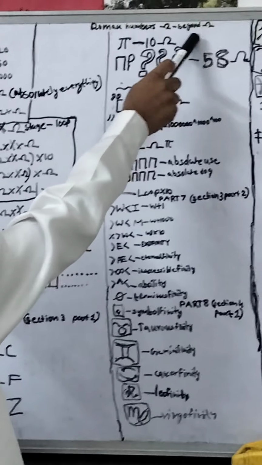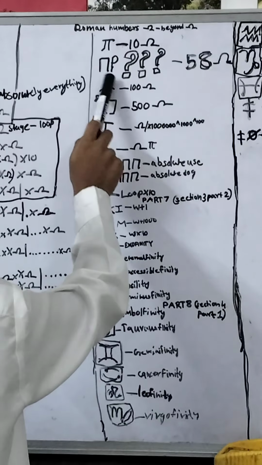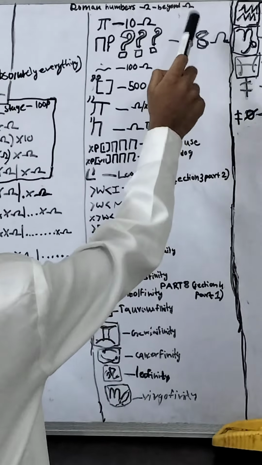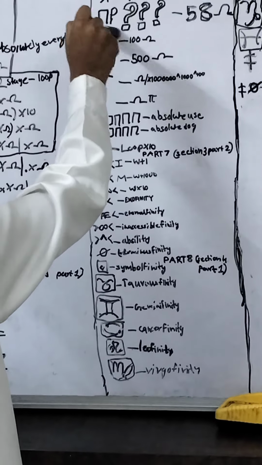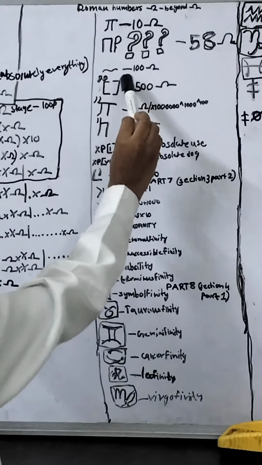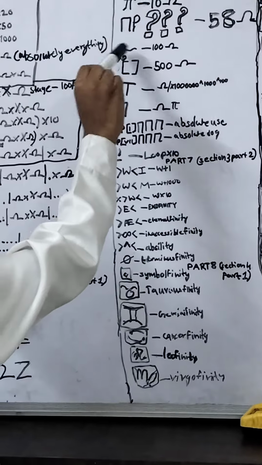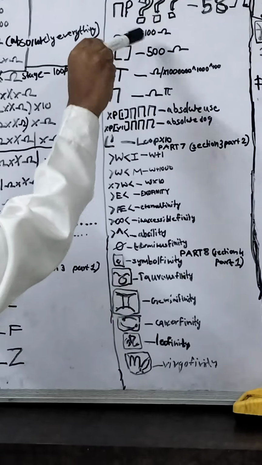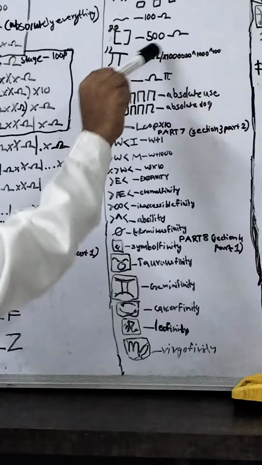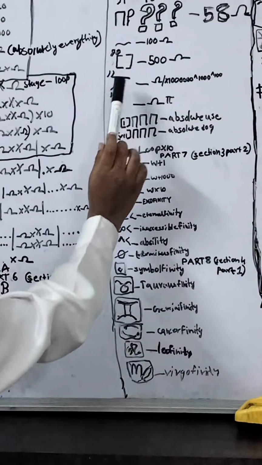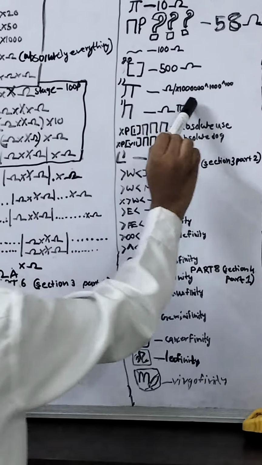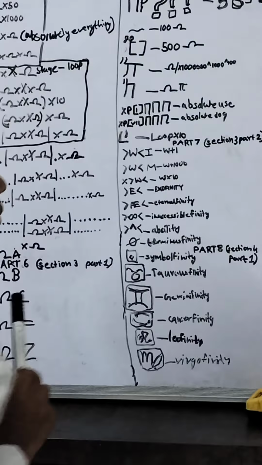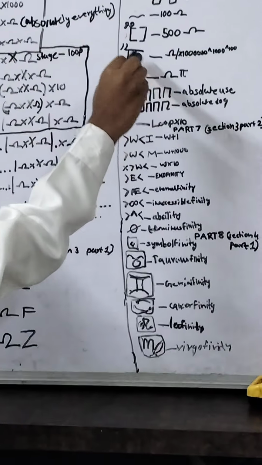Reverse pi is 10 absolute infinity. Pointed end p question mark is equal to 58 absolute infinity. And this approximately symbol, but it doesn't have another, so it is equal to 100 absolute infinity. And two commas above this bracket and bracket close with nothing inside is 500 absolute infinity. And these two commas on top of reverse pi is equal to absolute infinity times 1 million to the power of 1000 to the power of 100. And this pointed end and two commas on top of it is equal to absolute infinity pi.